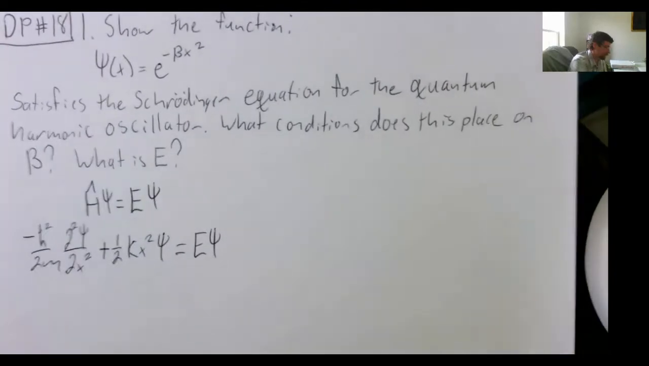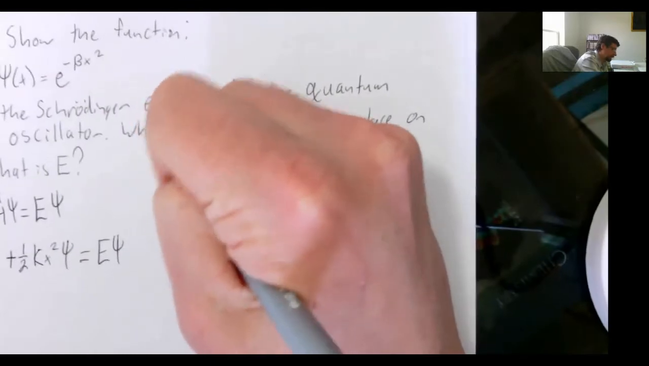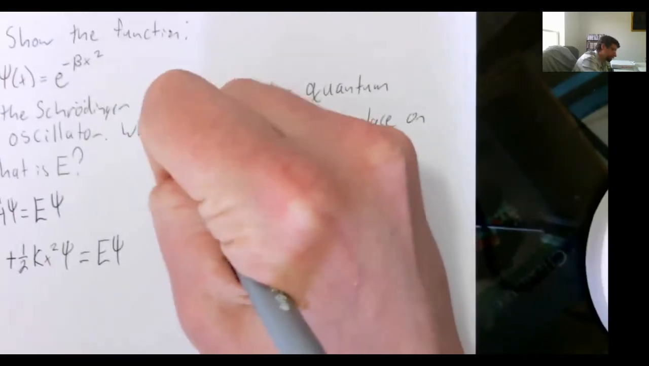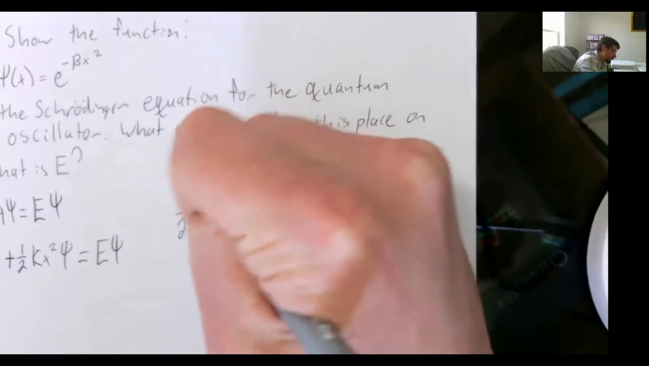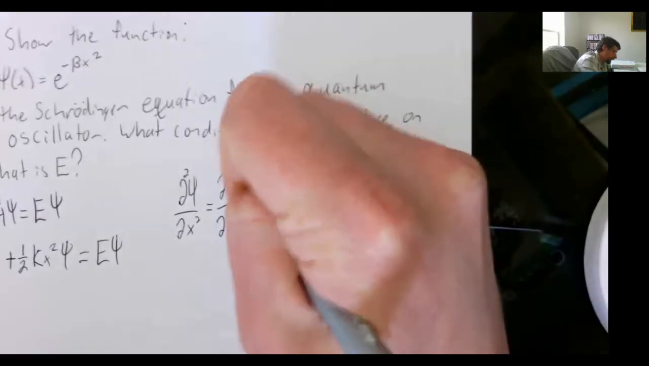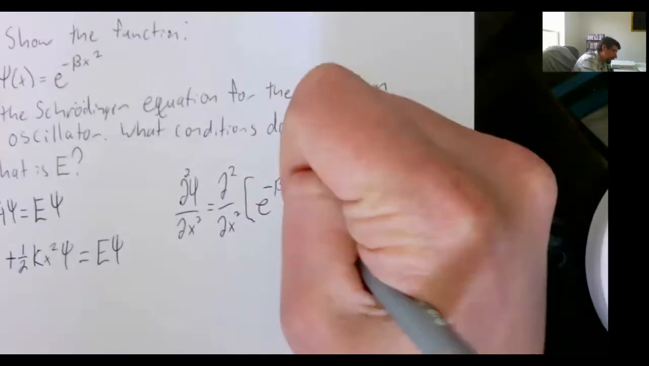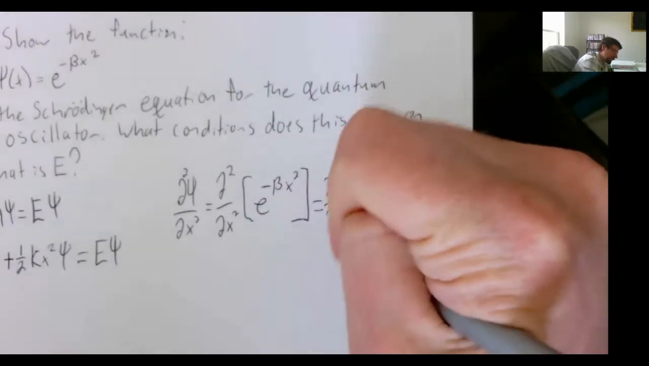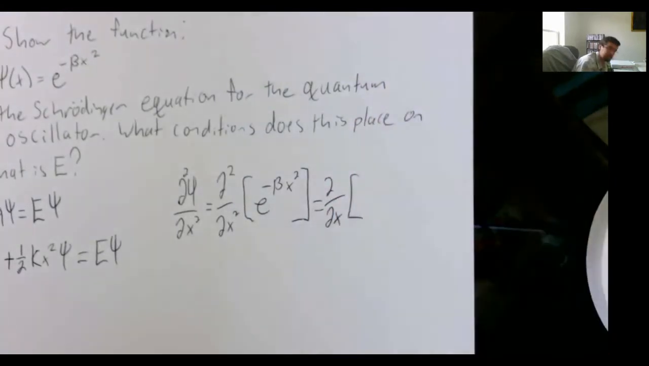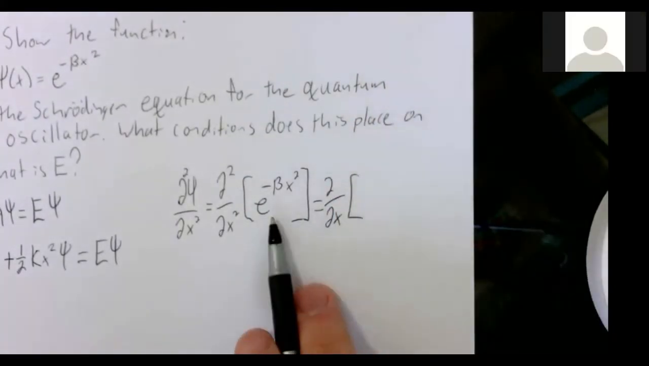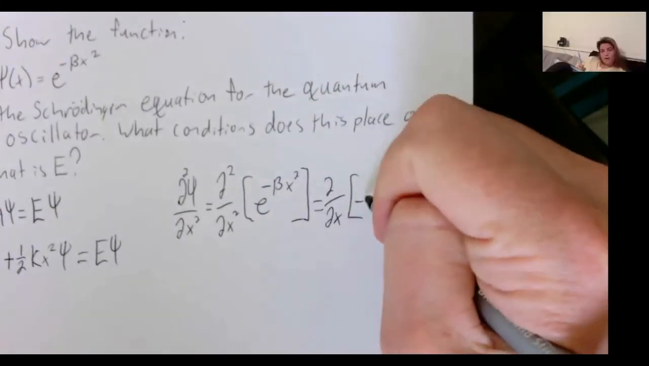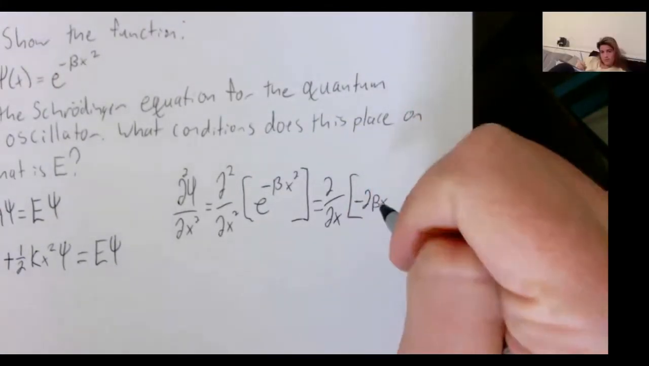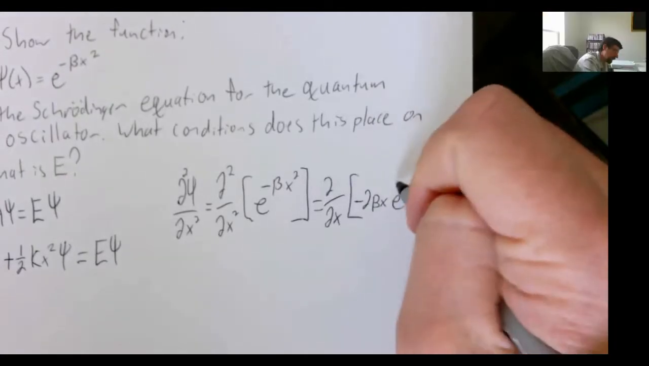So the first thing we're going to look at is that second derivative, because we need that part in there. So let's look at the second derivative of psi. We got the second derivative of e to the negative beta x squared. What's the first derivative of this going to be? Negative 2 beta x, and then the same function.